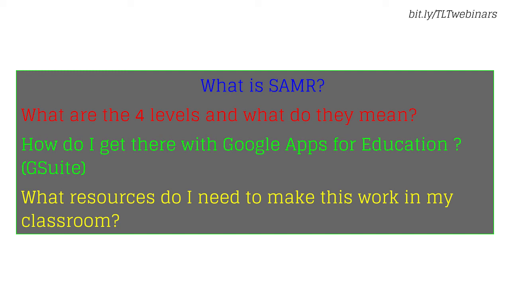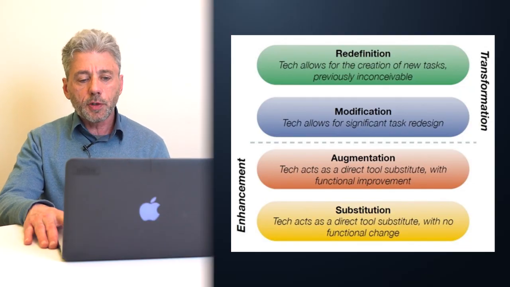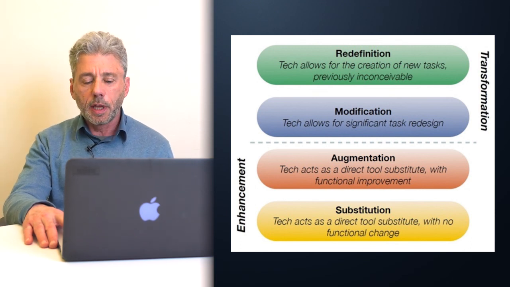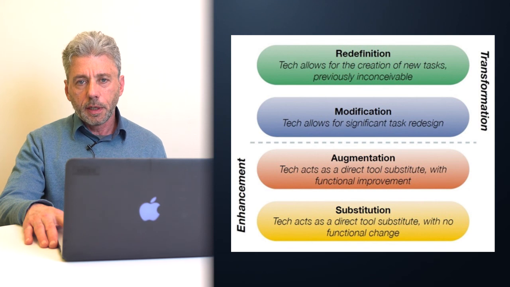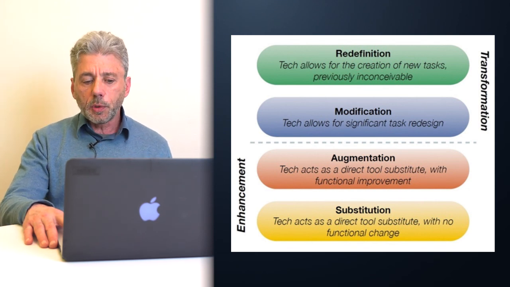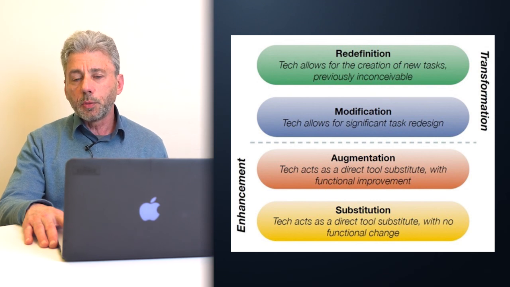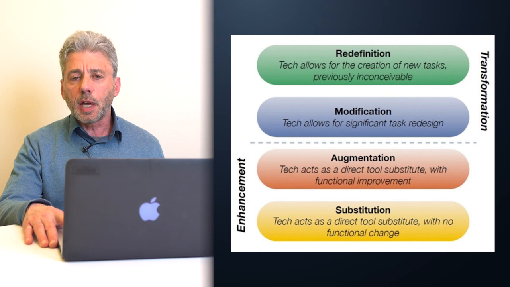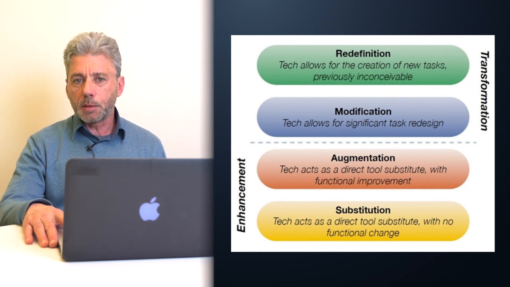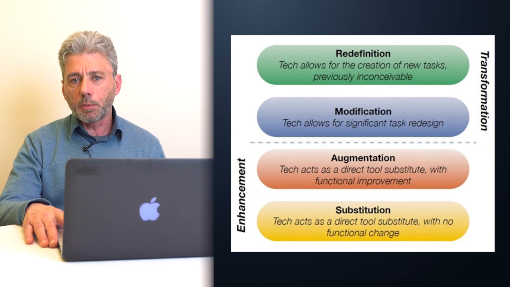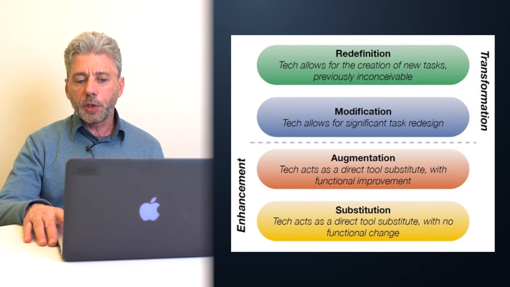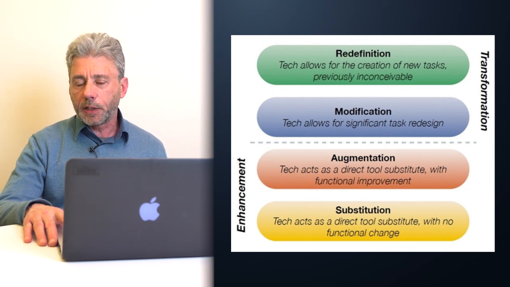So let's just do some basic definition. The SAMR model is based on a four ladder system, and that is we have substitution and augmentation, modification and redefinition. And I'm going to reiterate those. At the substitution level, technology acts as a direct substitute without adding any functional change or improvement. At the augmentation level, technology acts as a direct tool substitute with adding some functionality. And we'll have some examples of that in a moment. These two levels of the SAMR model are what we call the enhancement layer. And that is, they enhance what we're already doing, but they don't add any significant change to the task.